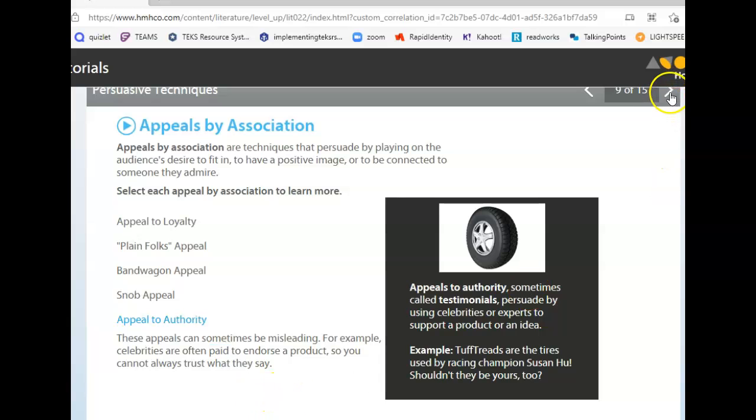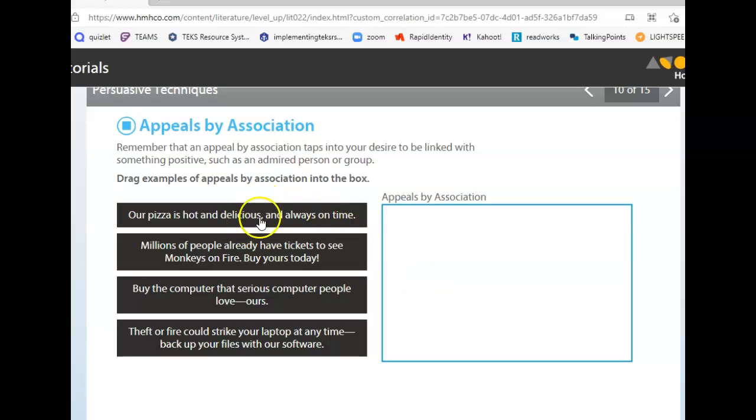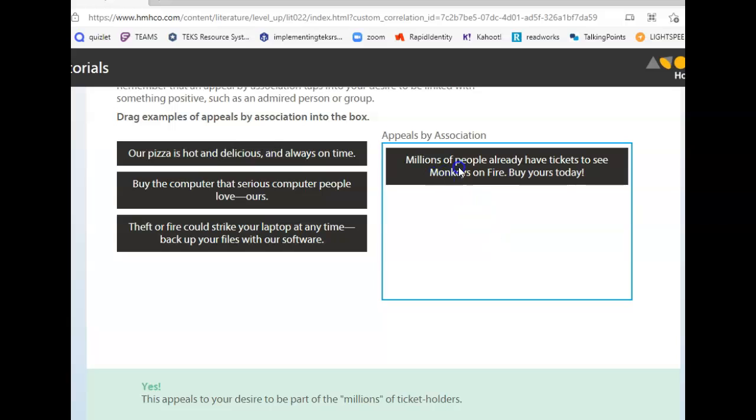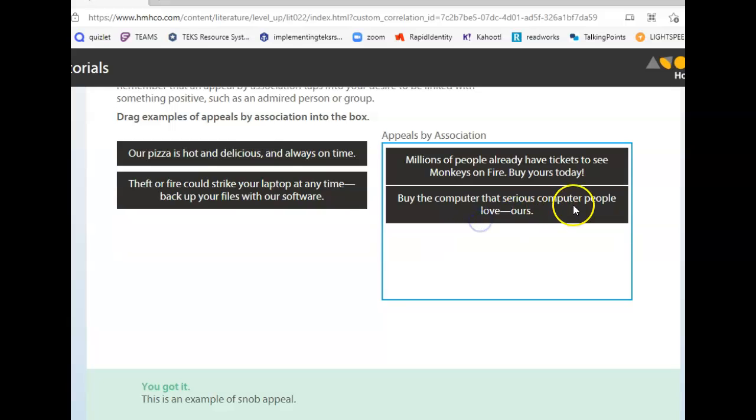Okay, going to slide 10. You had to find which one of these were appeals by association and then write those answers on your paper. One of your answers should be millions of people, or by the computer, serious computer people. Millions of people refers to plain folks. Serious computer people are the experts. So these are your appeals by association.